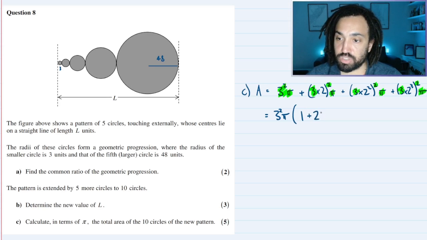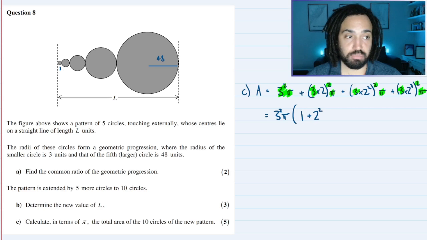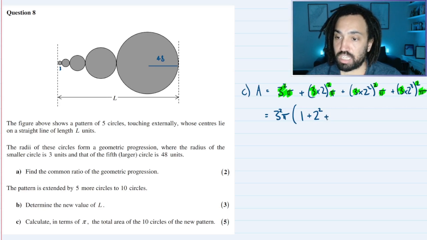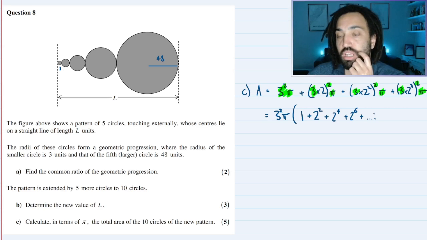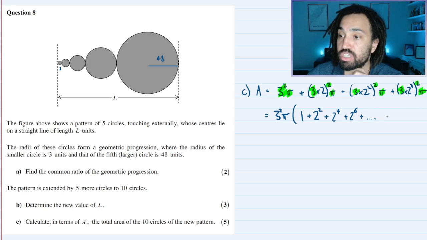The next one will be 2, but that has to be squared because it's a squared there. Plus the next one will be 2 squared squared, so that's 2 to the 4. And the next one will be 2 cubed squared, which will be 2 to the 6. And obviously that will all go on until the last term. And the last term will be 2 to the 9 squared, which will be 2 to the 18.